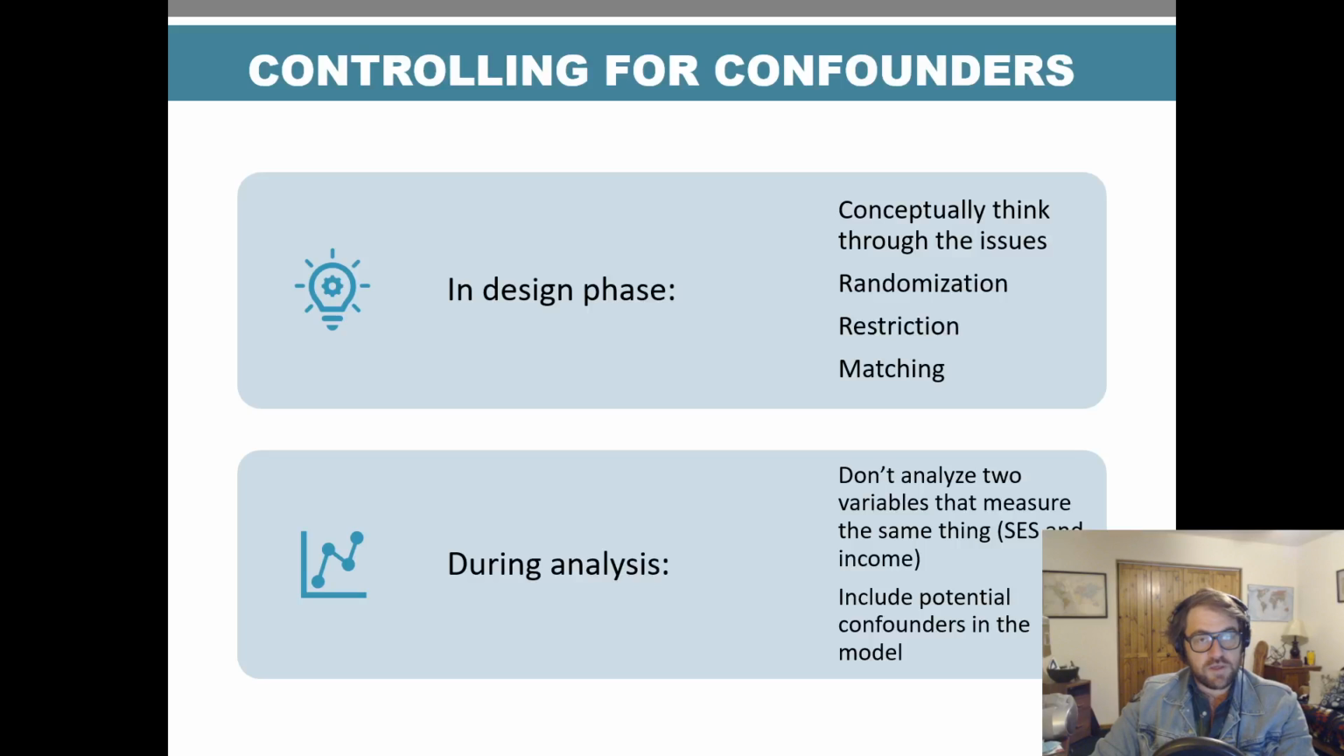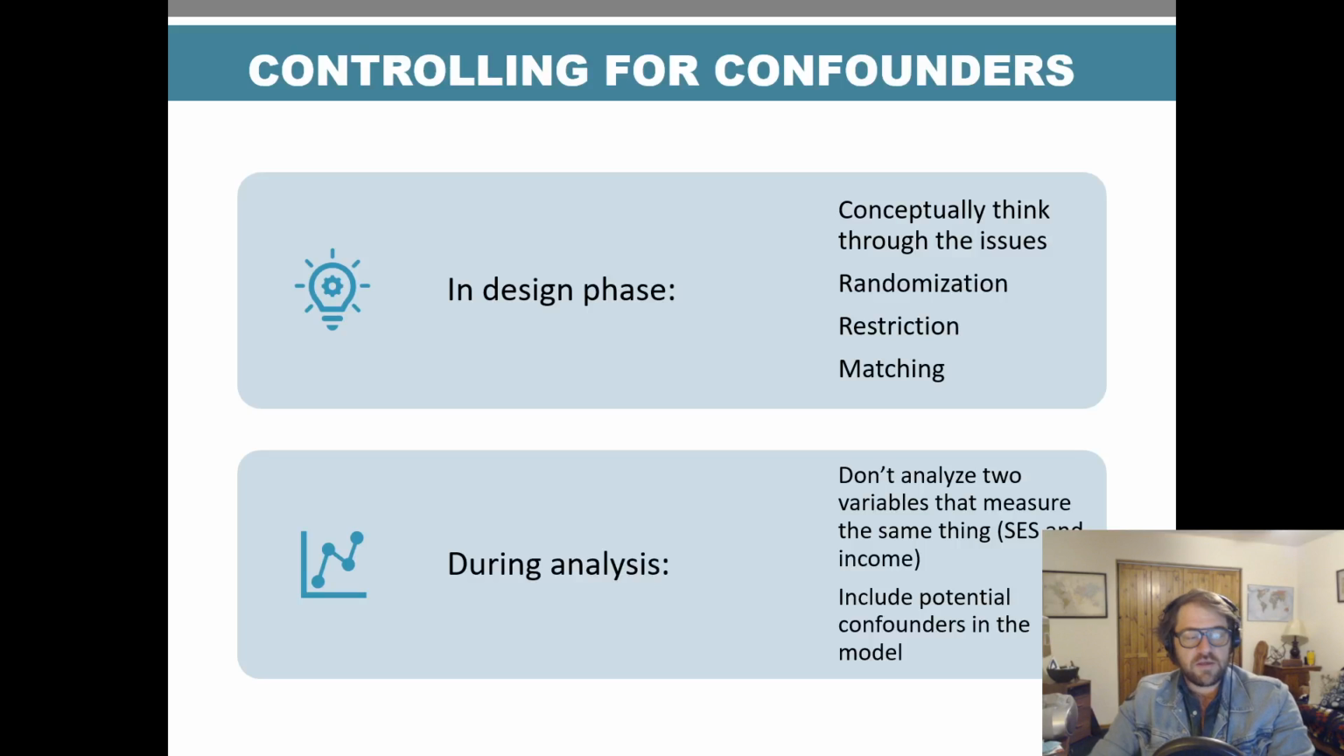In the design phase, some ways that we can control for these: conceptually think through the issues. What else might be contributing to these two variables? Is there anything else I should measure because it might be affecting both variables, like temperature in the room? Randomization, again, we talked about that. Matched controls, talked about that too.